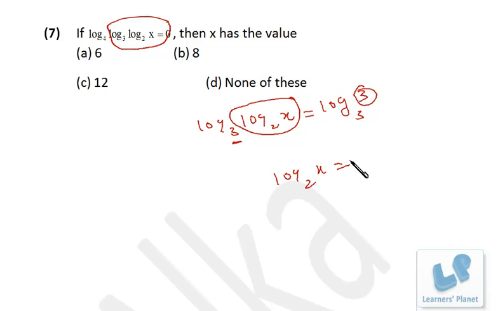So that means 2 cube is equal to x, so that's 8. So this answer is 8, right? Instead, if you wish, you can go by backward approach also. If you choose 8, log 8 to the base 2 will be 3, log 3 to the base 3 will be 1, and log 1 to the base 4 will be 0. Log 1 is always 0. So that's also satisfying, okay?